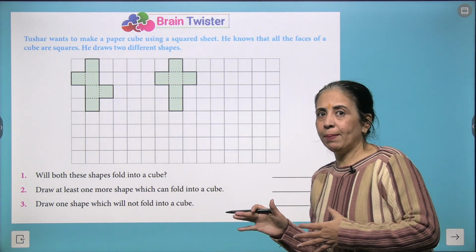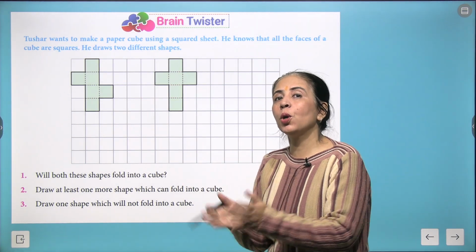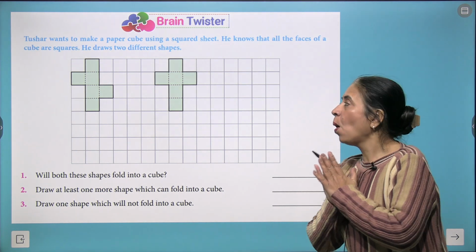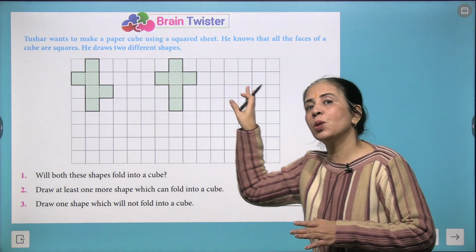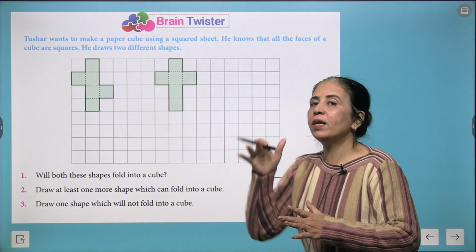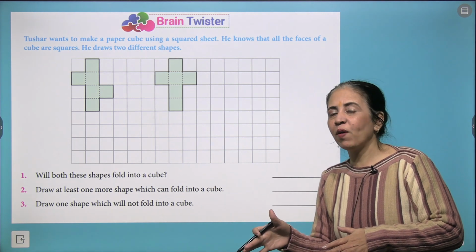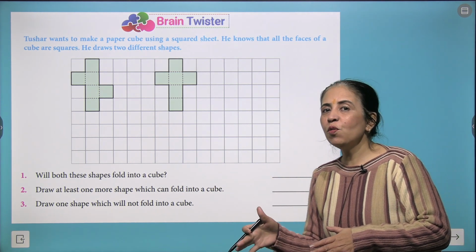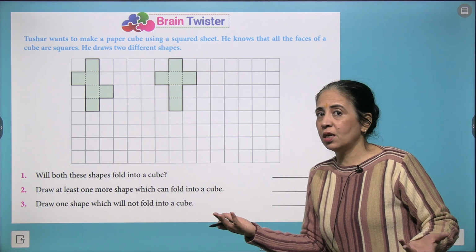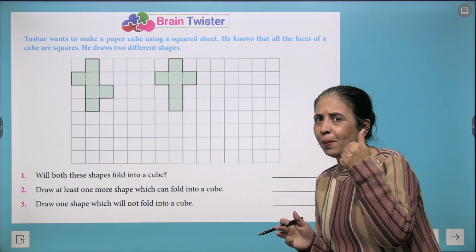Now you are going to help Tushar to see that are these two going to turn into a cube when he is going to fold them. And the second thing is you are going to make one such net which, when folded, turns to a cube, and one such net which has 6 faces, but when you fold it, it is not turning into a cube. So your brain twisting begins now. All the best.